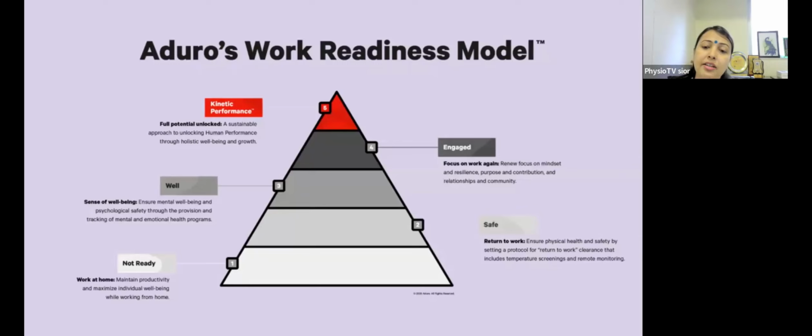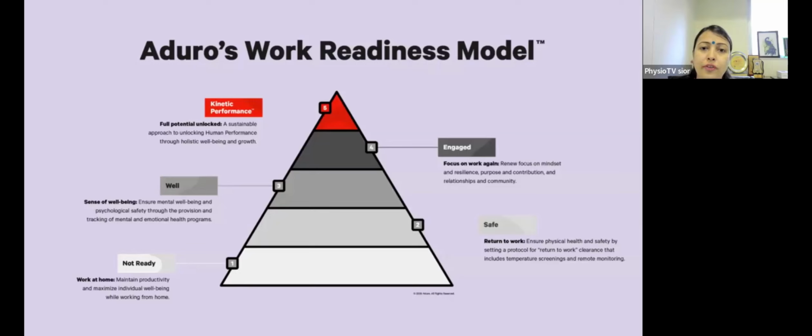We can say that the worker has reached the second level of this readiness model, which is also known as the safe zone of return to work, where we ensure physical health and safety by setting a protocol for return to work. So the clearance is set, which includes both temperature screening and remote monitoring. While the person is working at home, remote monitoring of the vitals can be done, including the temperature screenings.